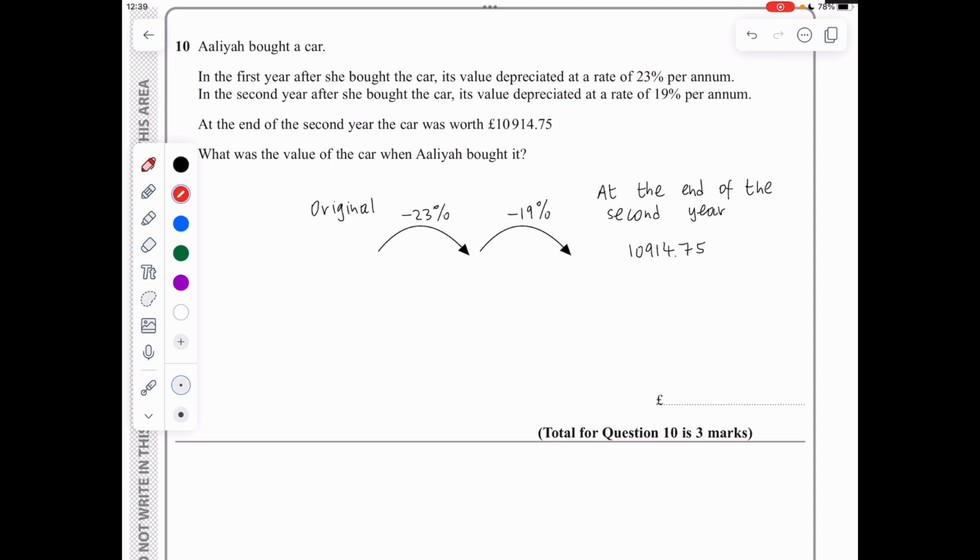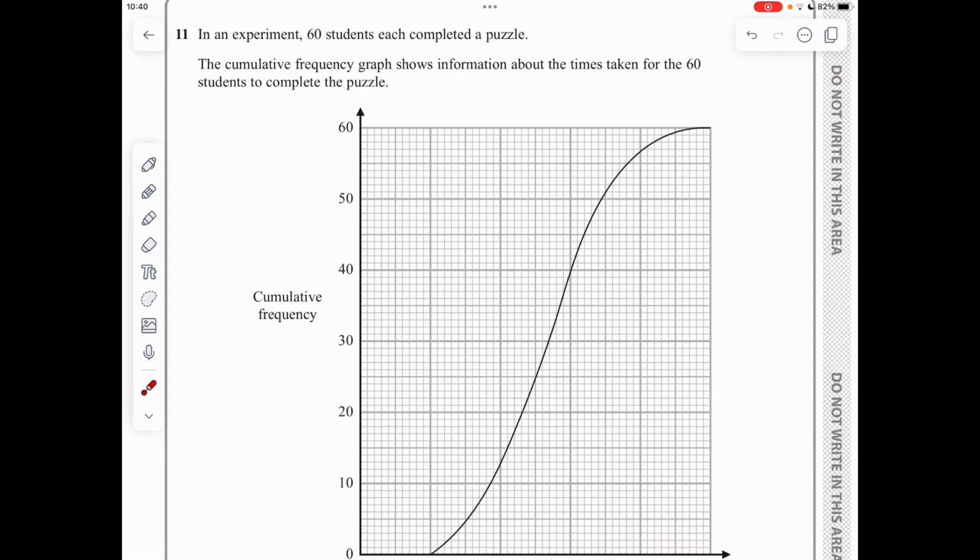So the multiplying factors are 0.77 and 0.81. So in order to go back and find the original, I will take the final value of 10,914.75 and divide this by the two multiplying factors, so 0.77 and 0.81, and this gives an answer of £17,500.